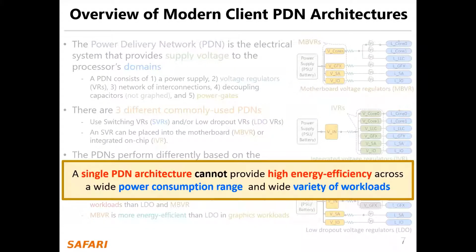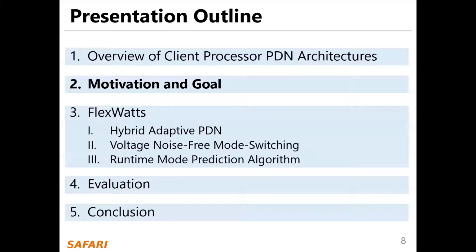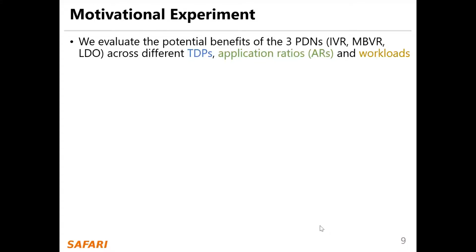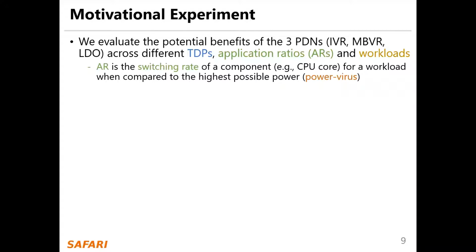We conclude that a single PDN architecture cannot provide high energy efficiency across a wide power consumption range and a wide variety of workloads. I will now discuss the motivation and the goal of our work. We evaluate the potential benefits of the three PDNs, IVR, MBVR, and LDO across different TDPs, application ratios, and workloads. Application ratio is the switching rate of a component for a workload when compared to the highest possible power.